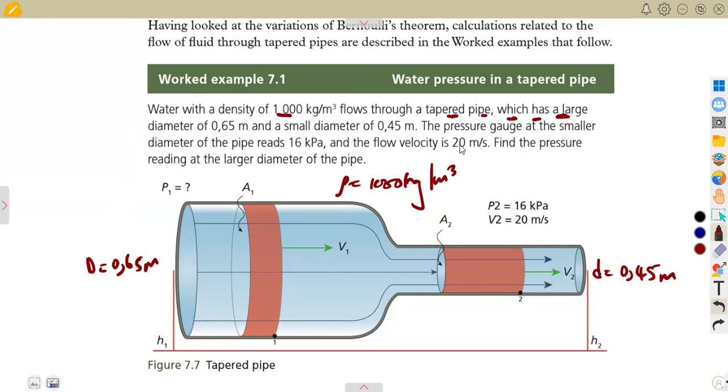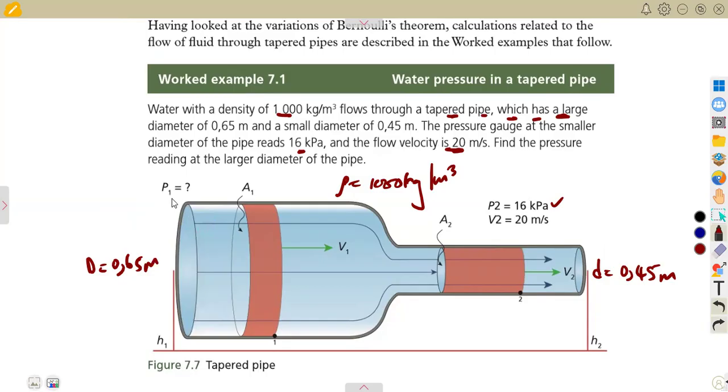The pressure gauge at the smaller diameter, at the outlet, reads 16 kilopascal. That is the one we are given. And the flow velocity at this smaller diameter, meaning at the exit, which is V2, is 20 meters per second. Find the pressure reading at the larger diameter of the pipe, meaning at the inlet, which is P1.